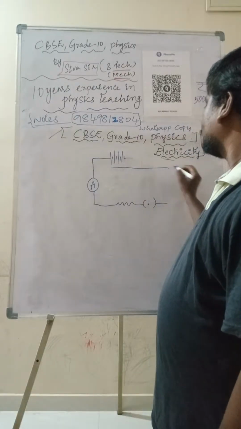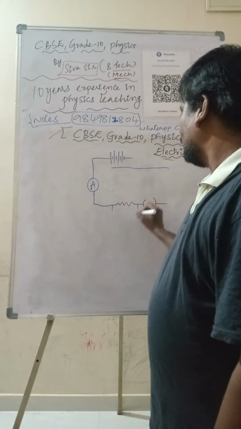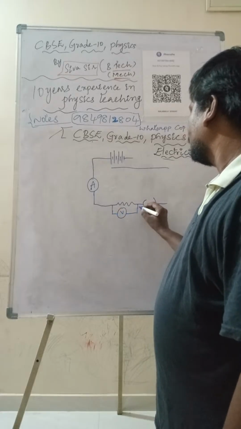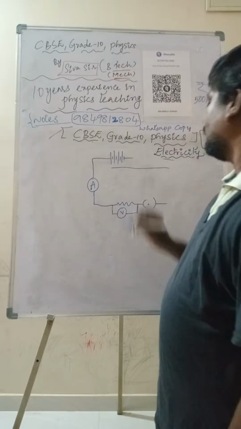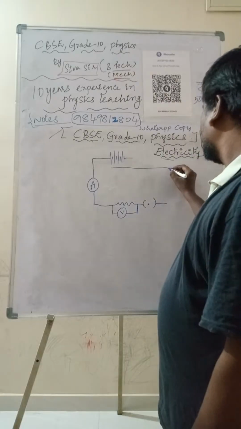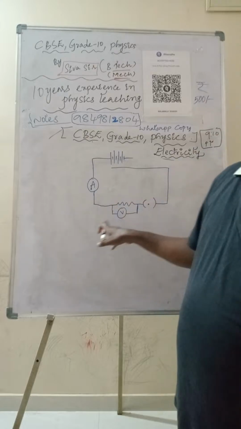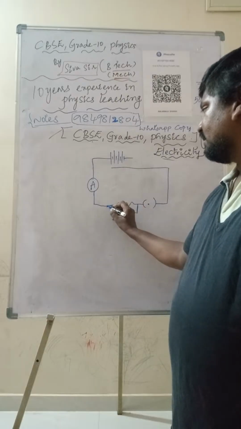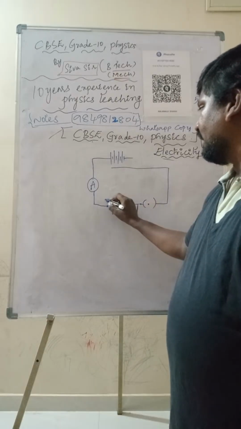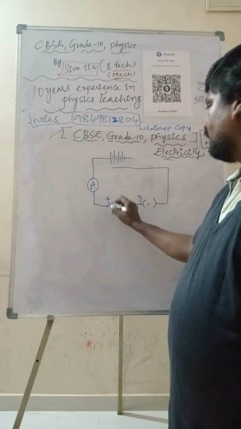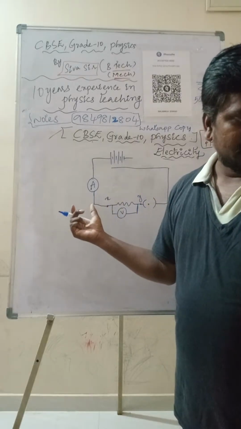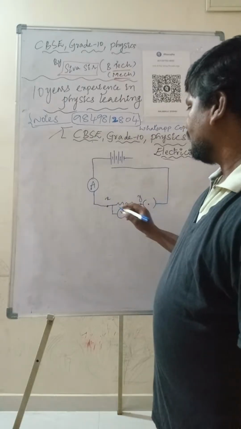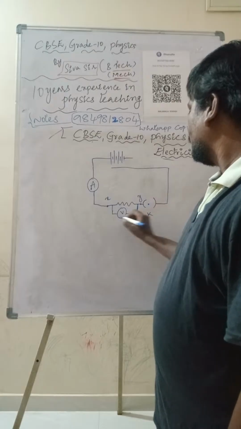Now across the resistor a voltmeter is connected. I am considering the voltmeter like this. So this is the resistor, and I am taking X and Y, this length, which is 0.5 meter.